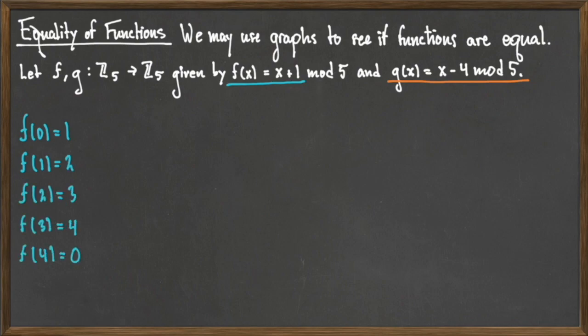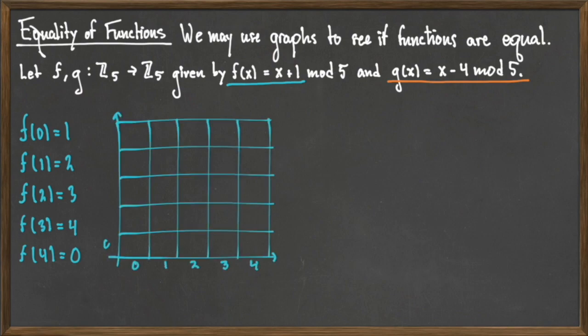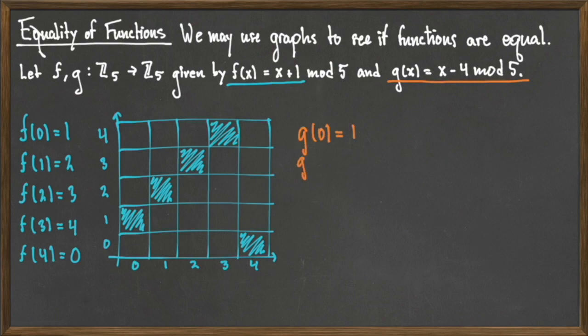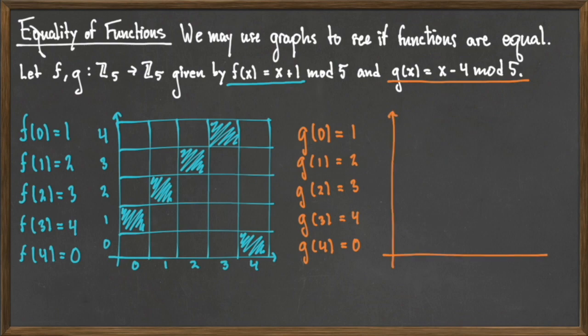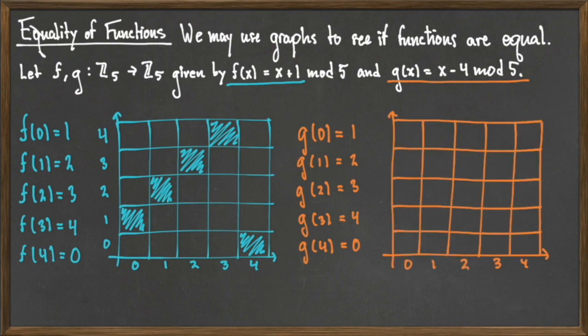To get its graph, I will draw my axes like I've done before, I will make a grid, and I will start filling out all of the corresponding values. That is, since f evaluated at 0 was equal to 1, I would fill out the square (0, 1). Since f evaluated at 1 was equal to 2, I would fill out the square (1, 2), and so on. I will repeat this process for the function g. Here is the following set of inputs and outputs for g, and just like before, I will graph it in the exact same way.